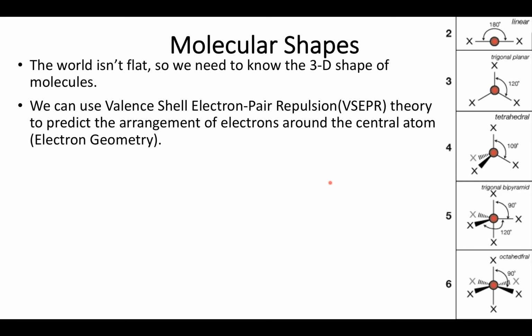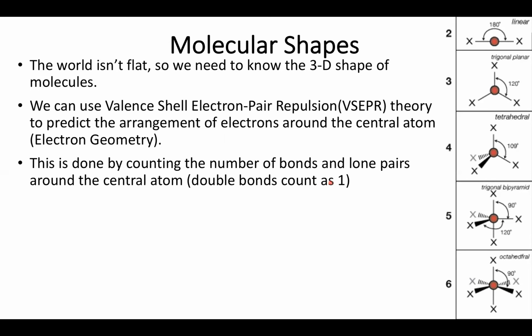So when we do this, we're going to start by essentially counting the number of bonds and lone pairs around the central atom. If I've got a double bond, this is still going to only count as a single group of electrons. And then what we do is think about all of those groups of electrons, whether they're a pair of electrons in a lone pair or a pair of electrons in our bond, hate each other. And we're going to assume they want to be as desperately far away from each other as possible.